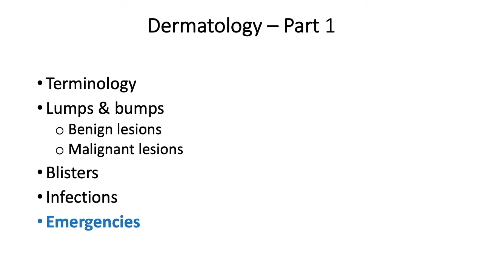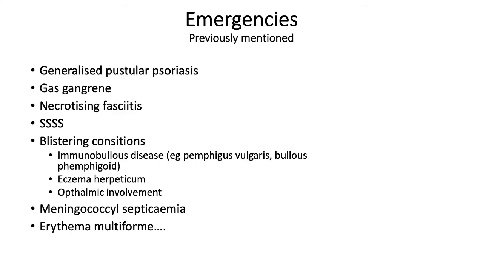That brings us to the end of infections, now on to emergencies. Most of the emergencies I've covered throughout parts 1 and 2, but I'll just go over them as titles now. So generalised pustular psoriasis, I haven't covered this, but that should be covered by the next dermatology lecture in a couple of days' time. Gas gangrene, necrotizing fasciitis, staphylococcal scalded skin syndrome, or SSSS. There are a number of blistering conditions that are emergencies, so immunobullous disease, pemphigus vulgaris or bullous pemphigoid, eczema herpeticum, and if there's ophthalmic involvement with herpes simplex infection.